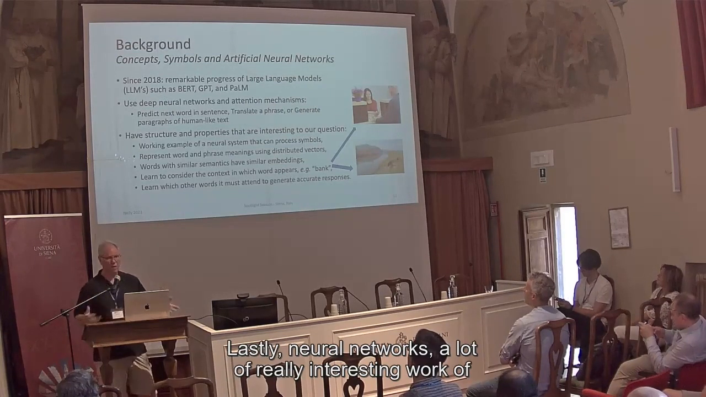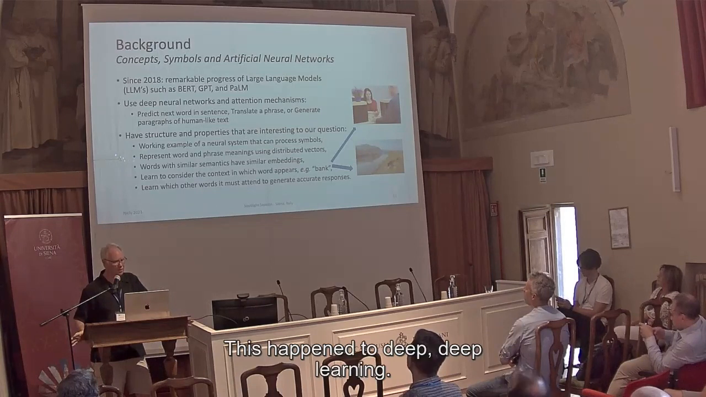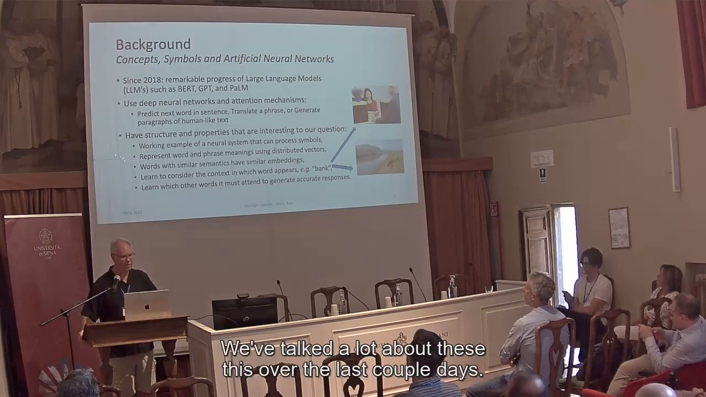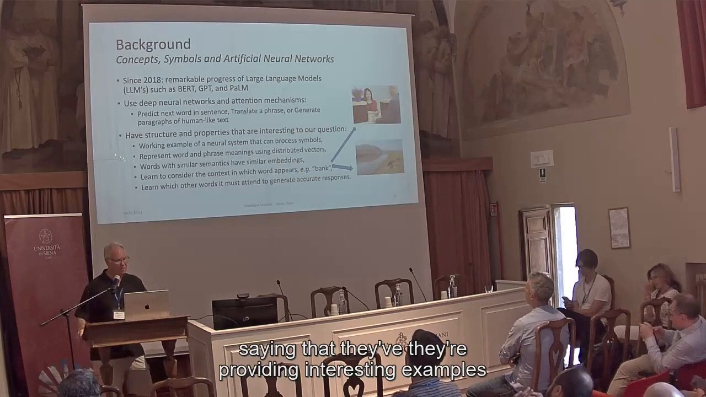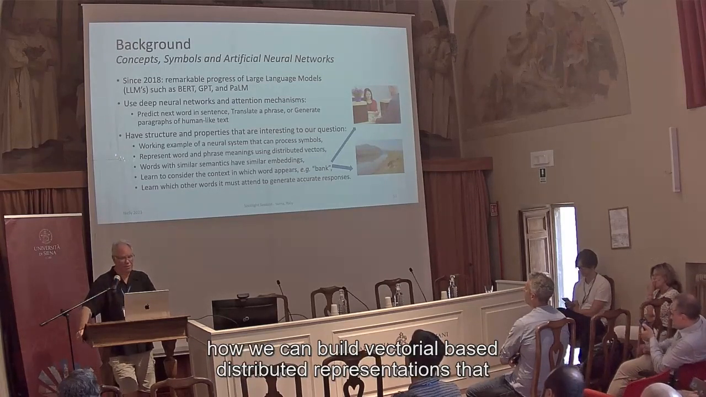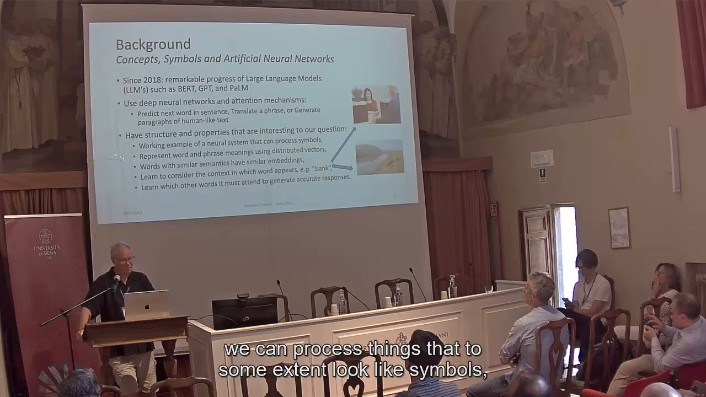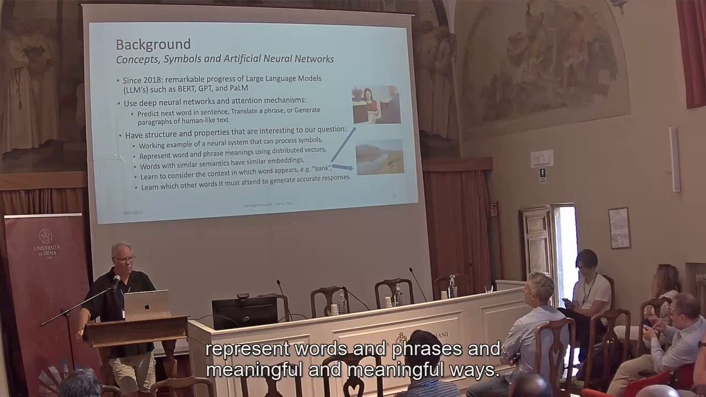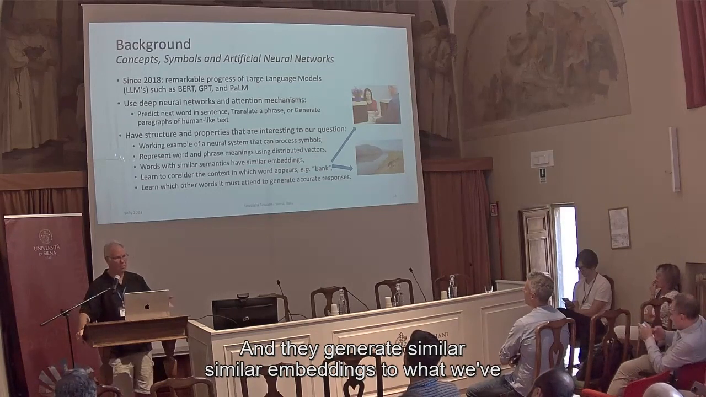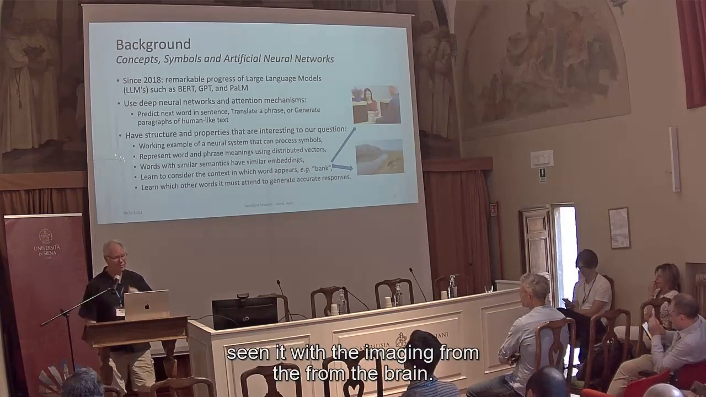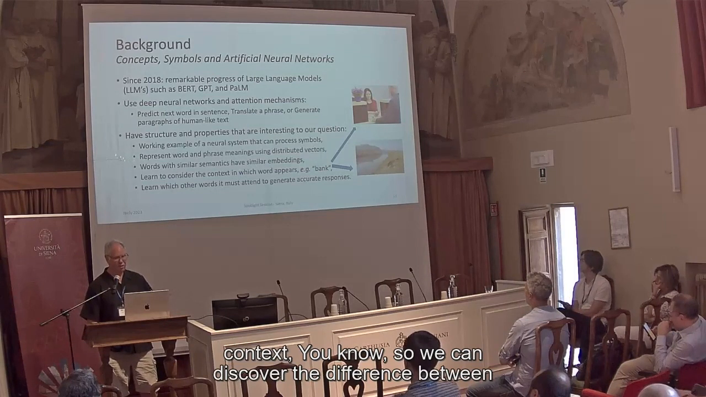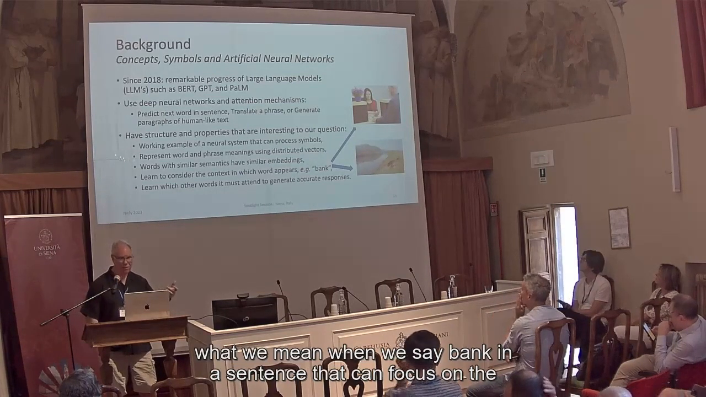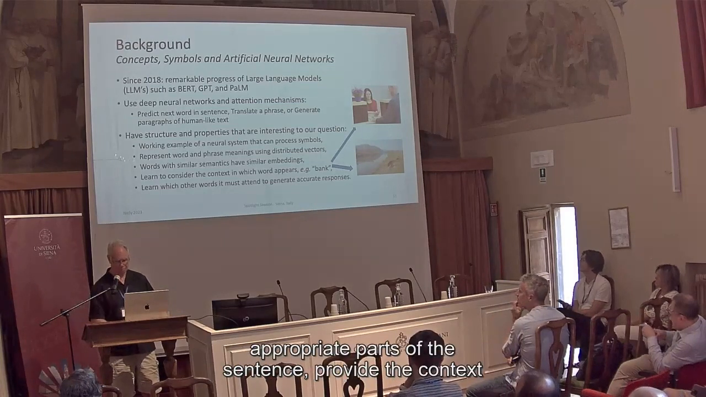Lastly, neural networks. A lot of really interesting work, of course, has happened in deep learning. We've talked a lot about this over the last couple days. I don't have to spend a lot of time on this slide, other than saying that they're providing interesting examples of how we can build vectorial-based distributed representations that we can process, that, to some extent, look like symbols, represent words and phrases in meaningful ways, and they generate similar embeddings to what we've seen with the imaging from the brain. We've now figured out ways in which we can use attention and context, so we can discover the difference between what we mean when we say bank in a sentence, that it can focus on the appropriate parts of the sentence and provide the context.